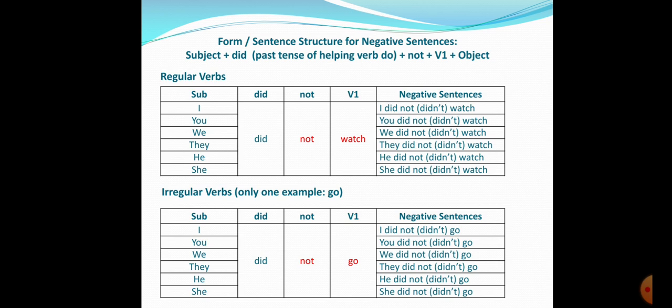So you get negative sentence. I did not go. I didn't go. You didn't go. We didn't go. They didn't go. He didn't go. She didn't go. Clear, students? Very easy. So now let's look at the interrogative sentences.